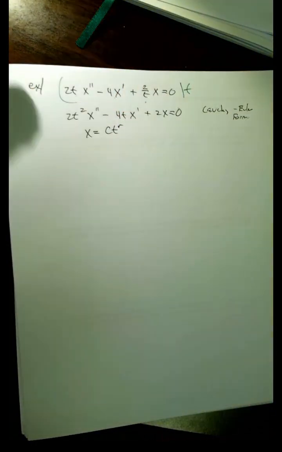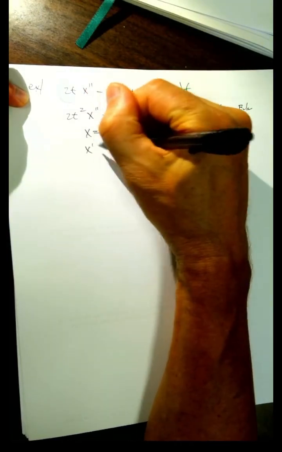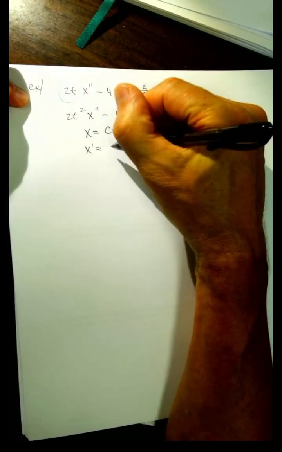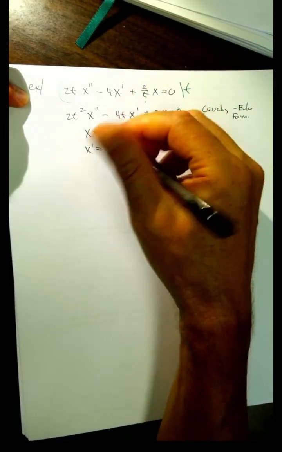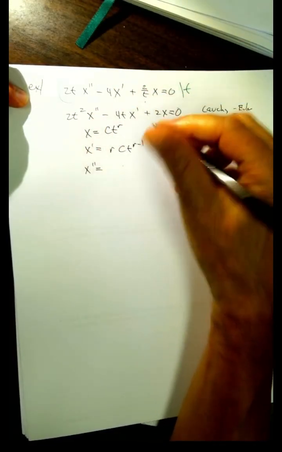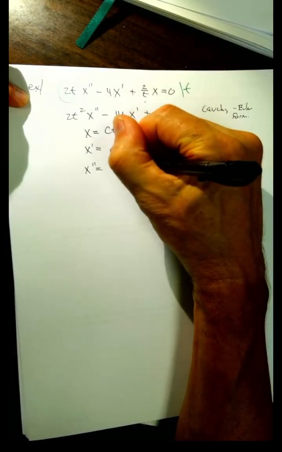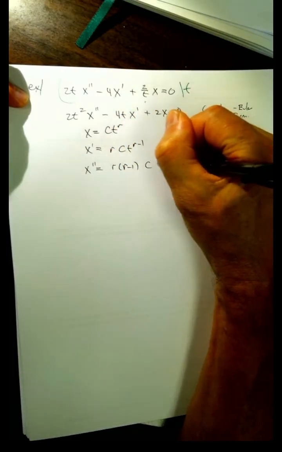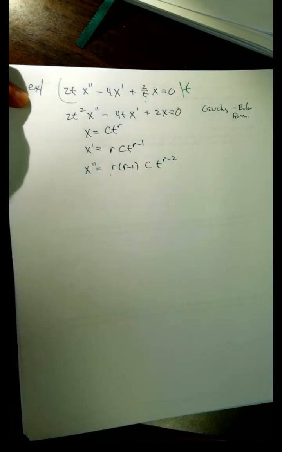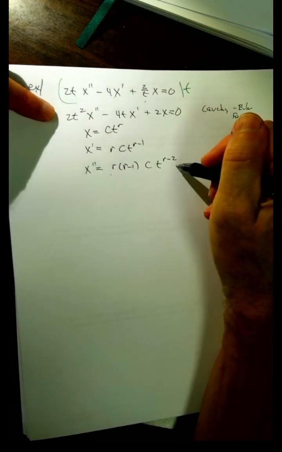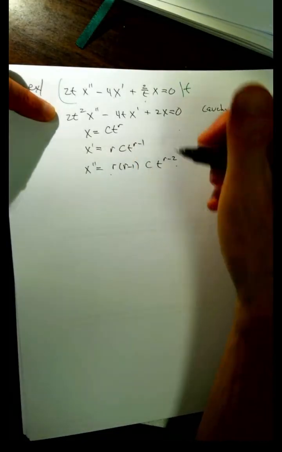And I can make my guess. It's just going to be something times t to the r. C and r are constants, so I'm going to take derivatives and plug it into the equation. The derivative of t to the r is r t to the r minus 1. The constant goes for the ride. The derivative of that is r minus 1 times t to the r minus 2. The r and the c's are constants, and they just follow. I'm going to plug these results into the equation and see what that implies about c and r.